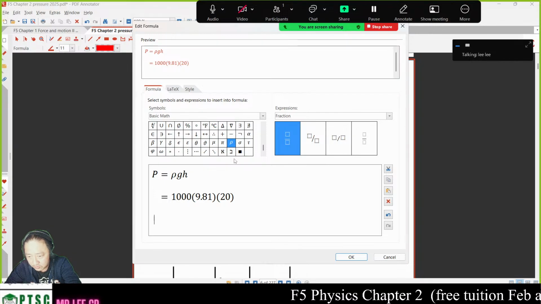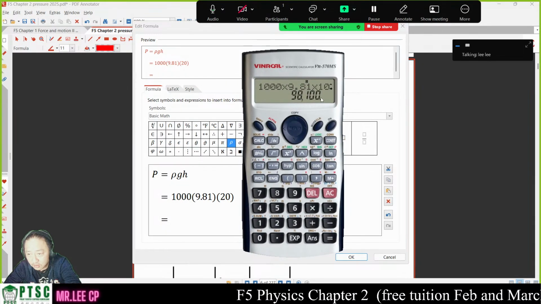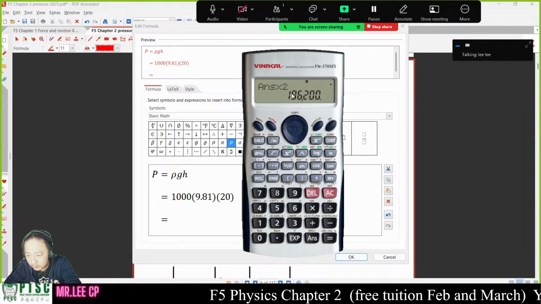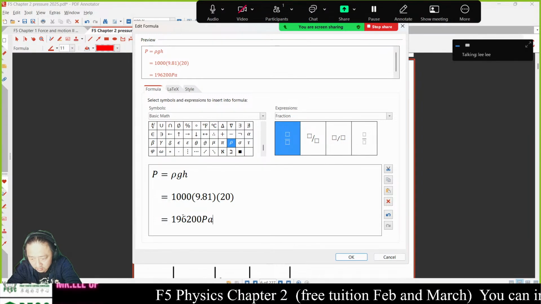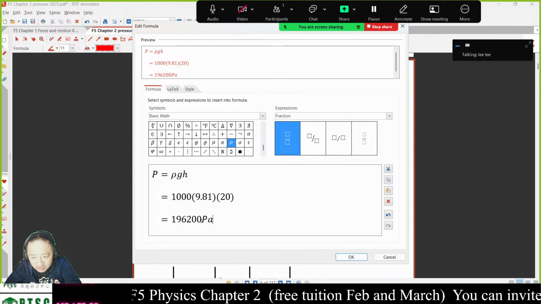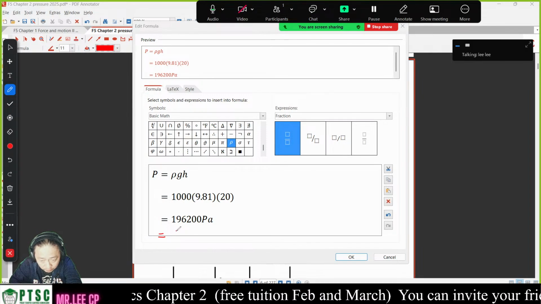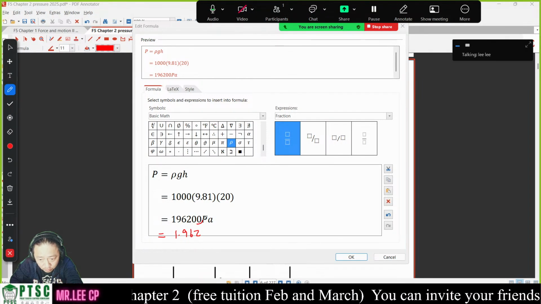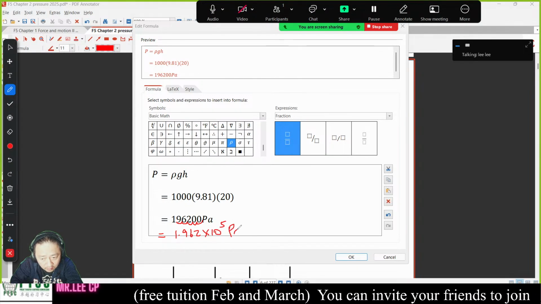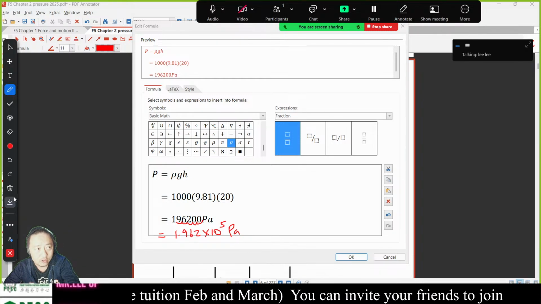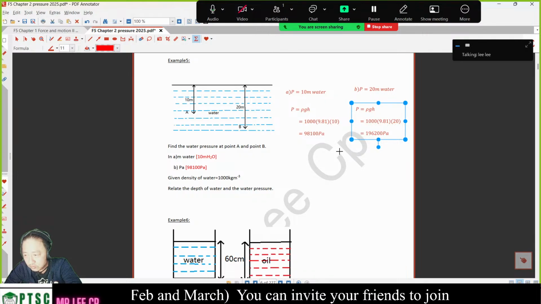This one is 10, so I just times 2. I get 196200, unit Pascal. If you think the number is too big, you can change it to kilopascal, or to standard form, 1.962 times 10 to the power of 5 Pascal. Also can, no worry. Okay, so this is what we have.